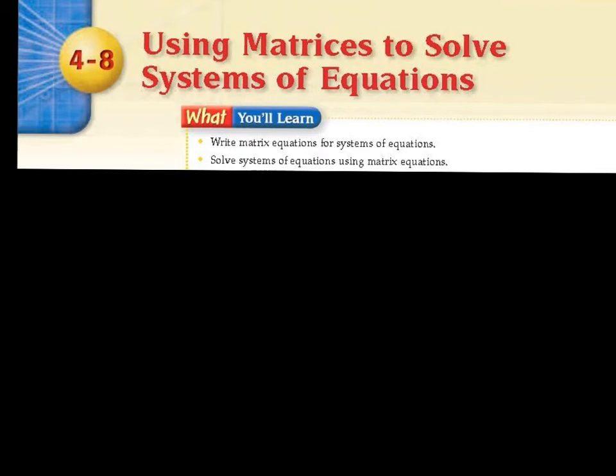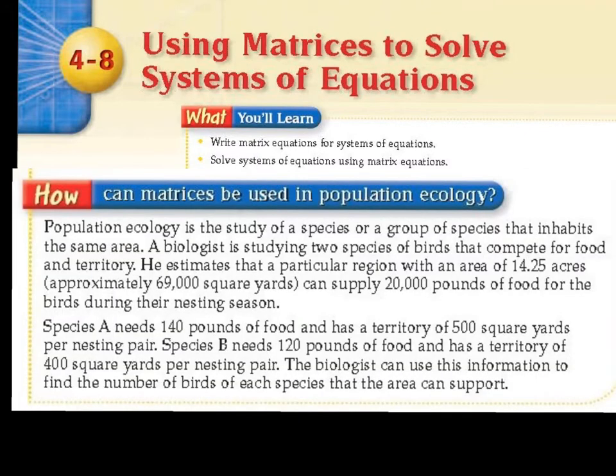In this lesson, you will write matrix equations for systems of equations and solve systems of equations using matrix equations. How can matrices be used in population ecology? Population ecology is the study of a species or group of species that inhabits the same area. A biologist is studying two species of birds that compete for food and territory.